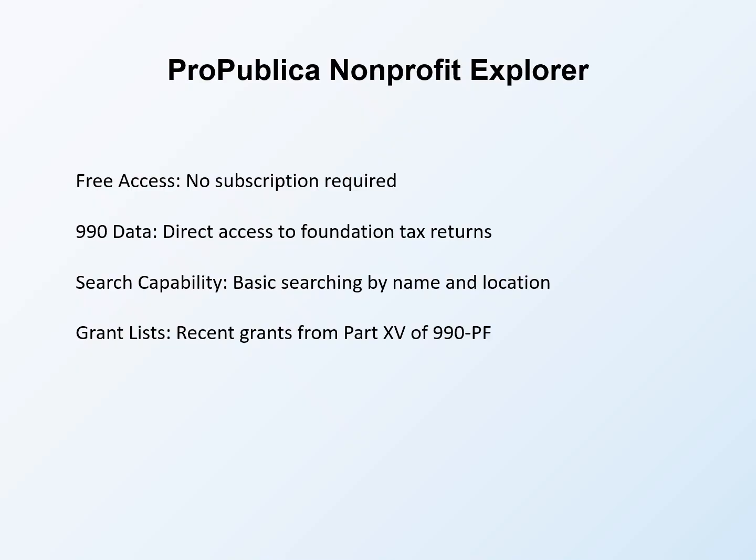Grant lists from Part 15 of Form 990-PF show grants paid during the tax year. This section lists recipient names, locations, purposes, and amounts for each grant. Analyzing grant lists reveals what foundations actually fund, their typical grant sizes, and the types of organizations they support. This is the same data that paid databases organize and make searchable.